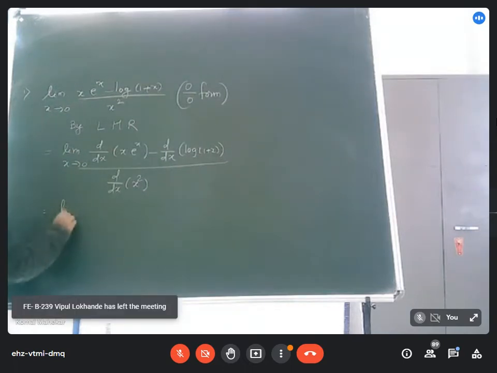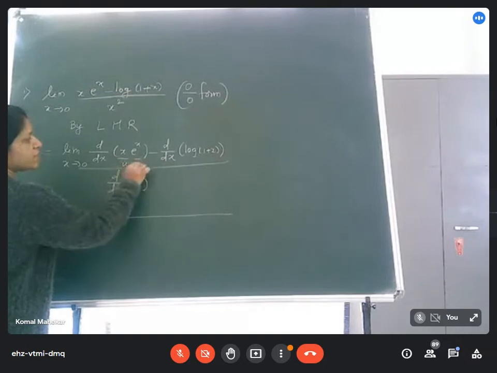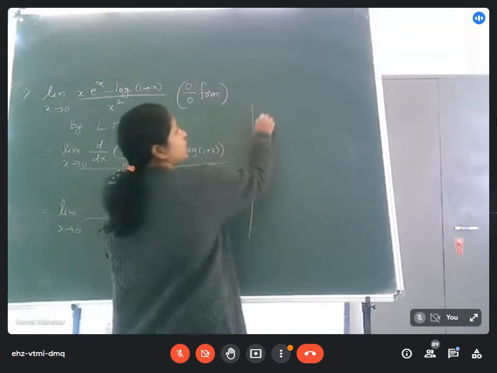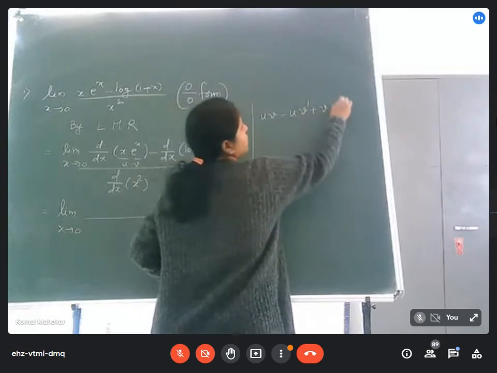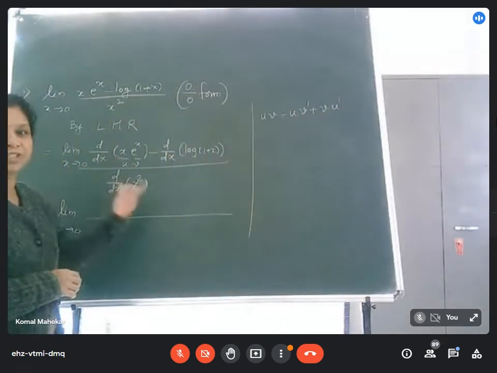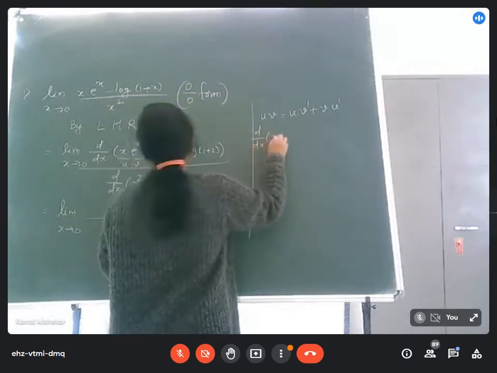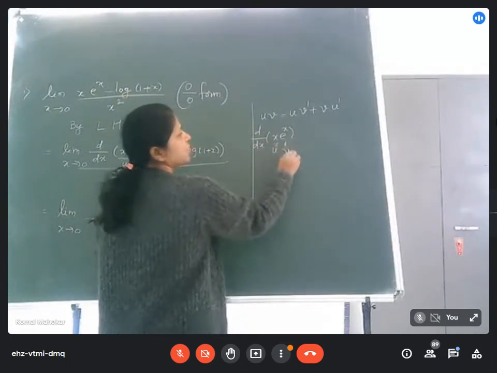So taking the derivative of each and every term with respect to x. Now see here, limit x tends to 0 of. Now the derivative of x e^x with respect to x. Here we apply the product rule because there are two functions of x, one is x, another is e^x. So the u into v rule: u into v dash plus v into u dash, where dash means derivative. If you differentiate d by dx of x e^x, the first function u is x and v is equal to e^x.